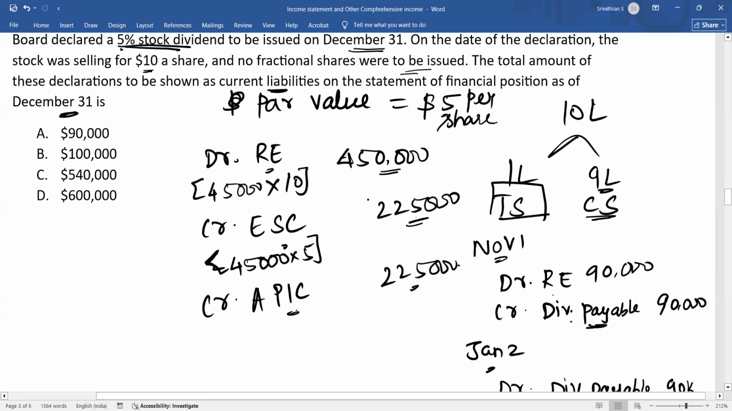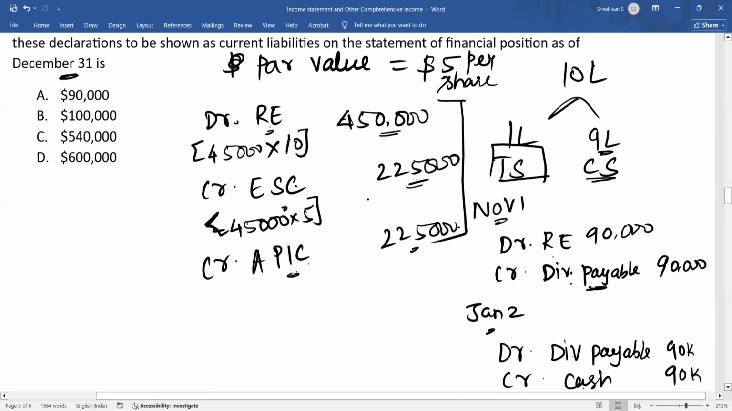So in case of a stock dividend, there is no current liability, right? It is going to impact only the equity side of the balance sheet. That is, from retained earnings, amounts are transferred to equity share capital and additional paid-in capital. Impact on total equity is nil. There is no current liability here.